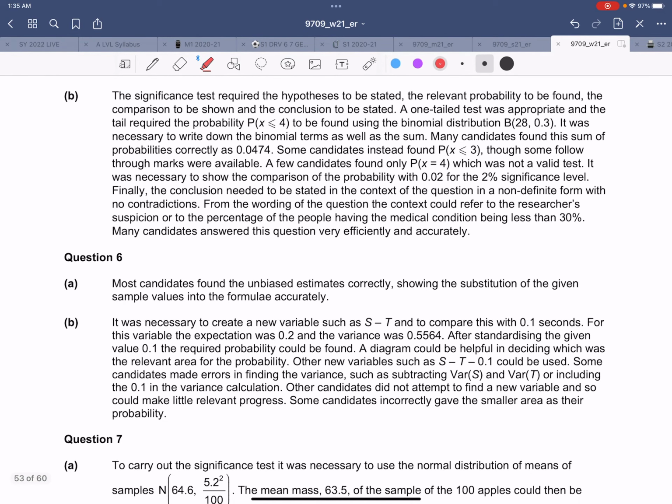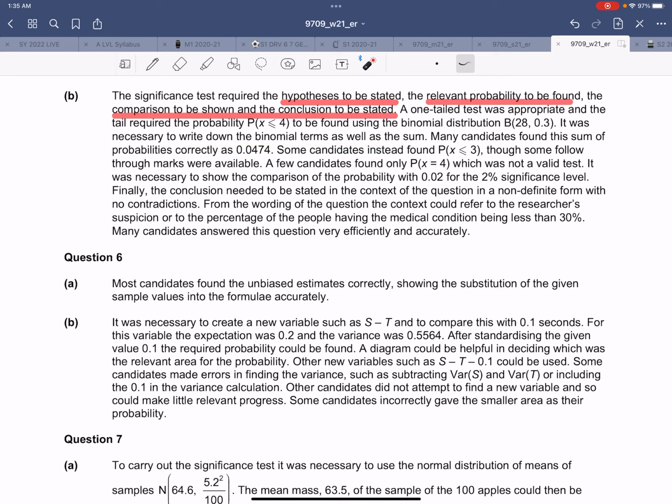The significance test required the hypothesis to be stated always, the relevant probability to be found, the comparison to be shown, and the conclusion to be stated. Read it again. The thing is, hypothesis to be stated, H0, H1, relevant probability to be found, comparison to be shown, conclusion to be stated. A one-tailed test was appropriate, and the required probability was found using binomial. It was necessary to write down all the binomial terms.